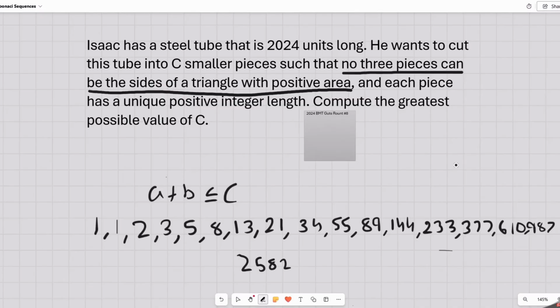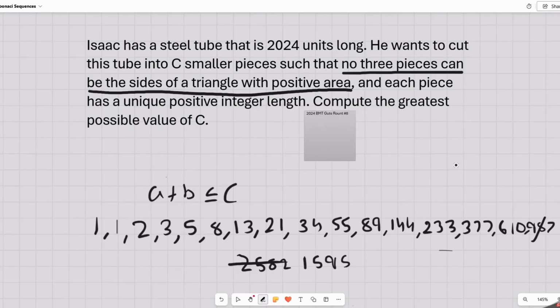So we clearly cannot have this last number in here. We subtract this last number, and now instead of 2582 as our sum, we get 1595. So this is now 1595 units long. Now, when we subtract 1595 from 2024, we get 429 units. Now, we can't have 429 units as a block, because then this inequality would not hold true, and therefore our problem would not be solved correctly.